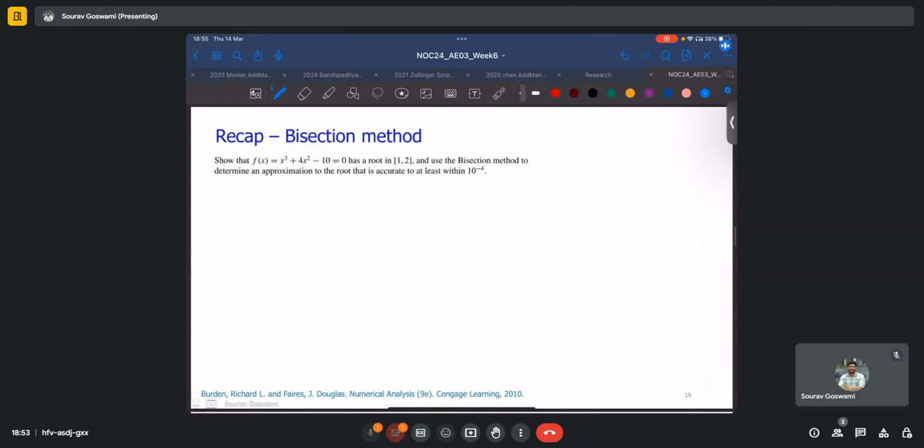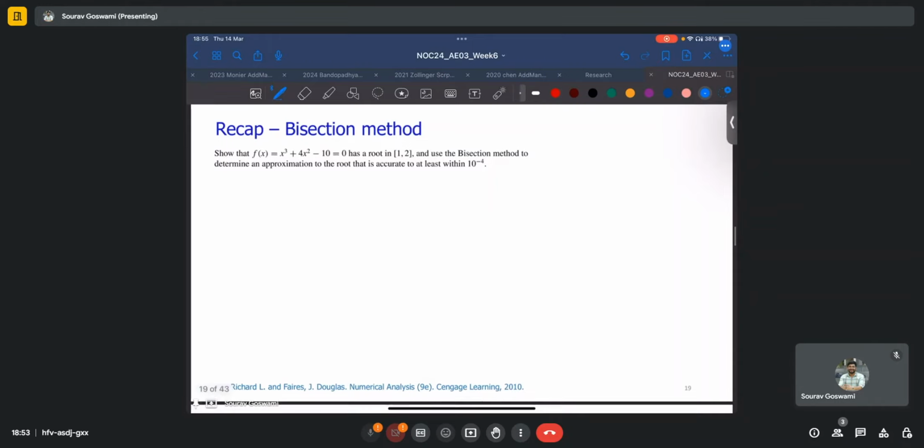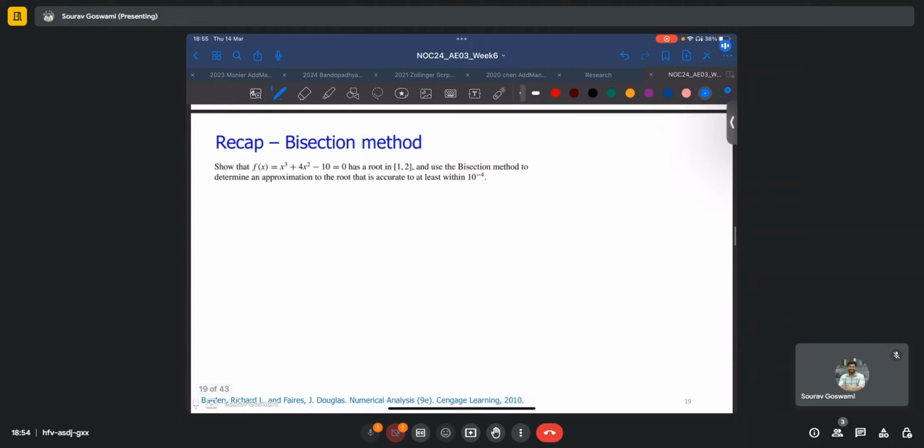Again, we have a further example to look at. We have a function, a polynomial really, x cubed plus 4x squared minus 10 equal to 0. We are supposed to show that it has a root in the closed interval [1, 2], and use the bisection method to determine an approximation to the root that is accurate to within 10 to the power minus 4. How do we show that it has a root? Maybe the intermediate value theorem will help.